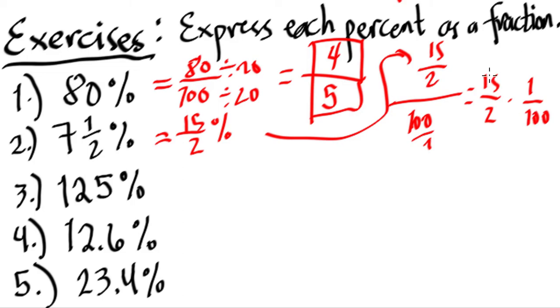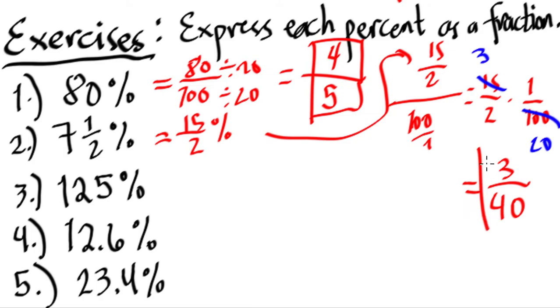We can clearly cancel out 15 and 100, but we cannot cancel it completely. We can just divide them by 5. So this becomes 3, and this becomes 20. Okay, and then let's proceed to the continuation of this process. So 3 times 1 is 3. 2 times 20 is 40. So therefore, 7 and 1/2 is equivalent to 3 over 40 in fraction form. Okay, so this is for number 2.